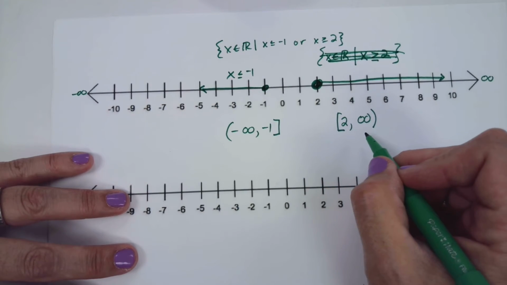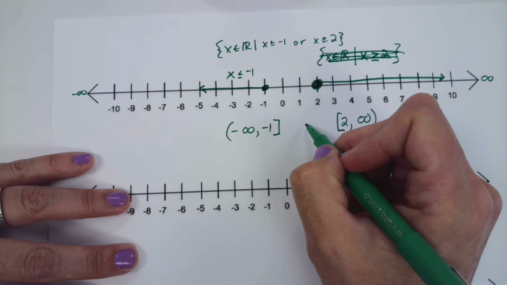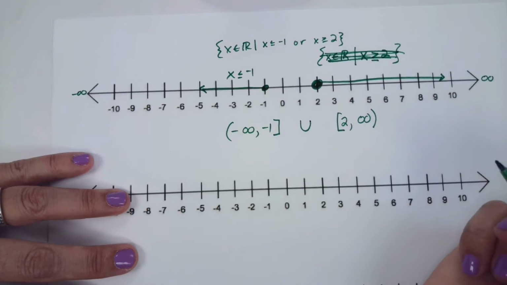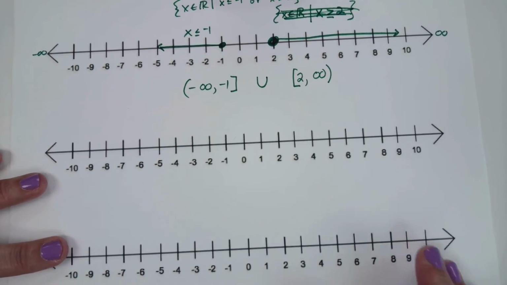And in interval notation, I would just link these with the word or, in interval notation speak. That is a union symbol, so that's or. All right, so let's do another one like that.